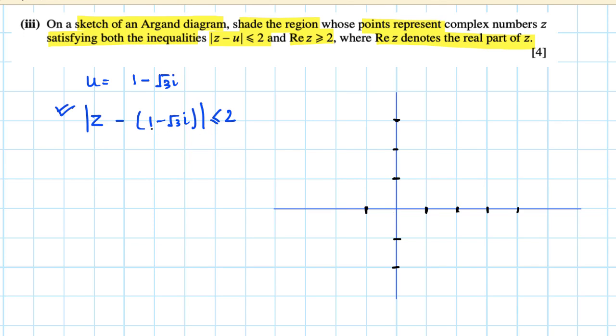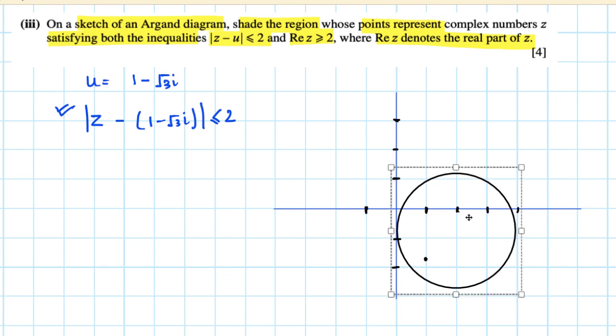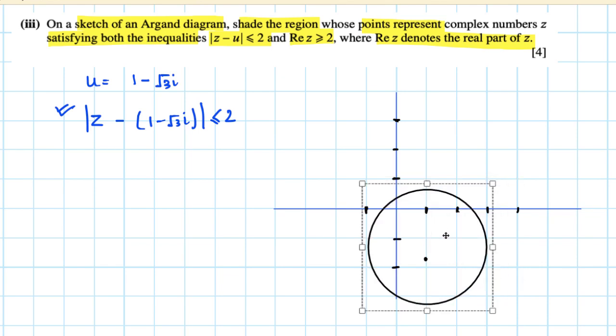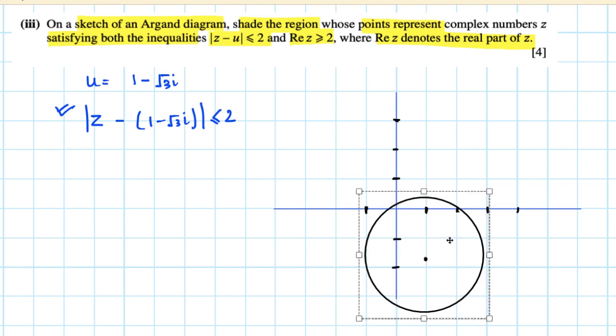So the center is 1 comma negative root 3. This is 1 and negative root 3 would be somewhere over here, roughly. This is our center roughly, and the radius is 2 units. So in this case I will draw a circle of 2 units. So the diameter is 4 units. Now in this case, if this is the center, somewhere around here.